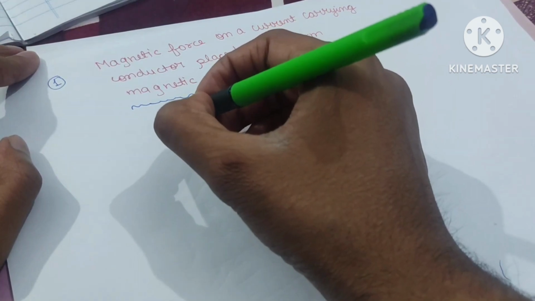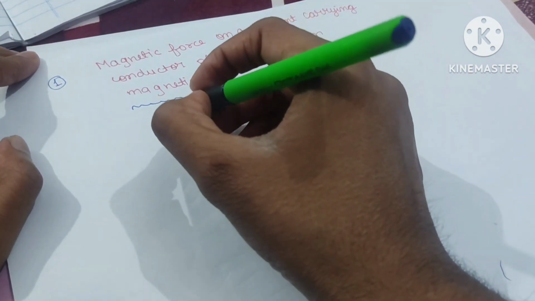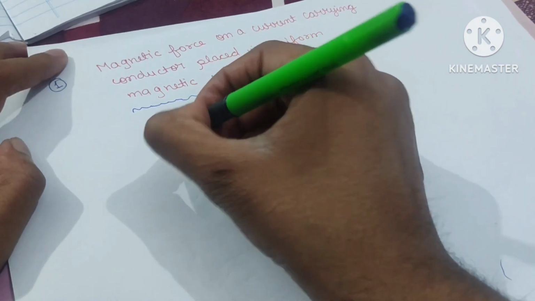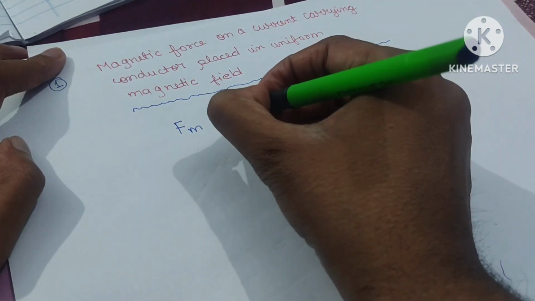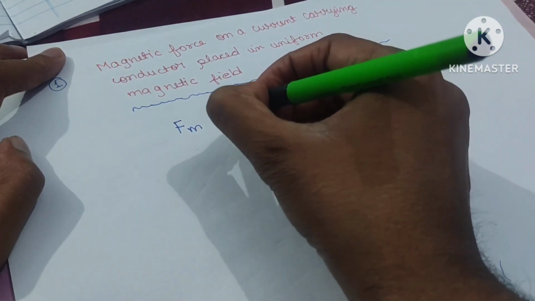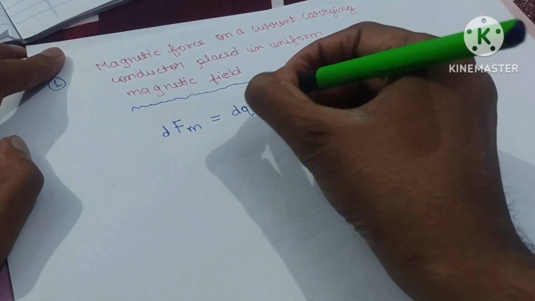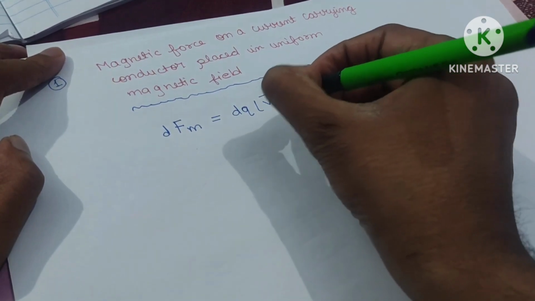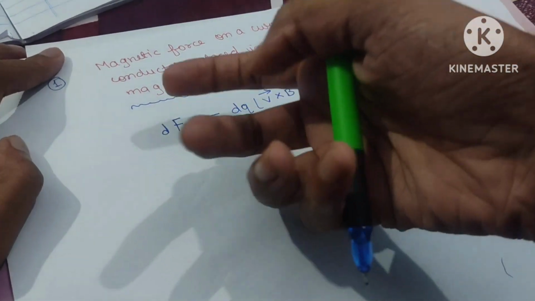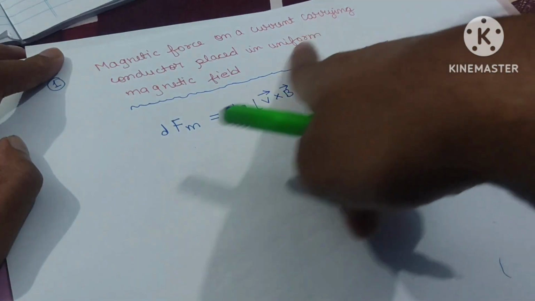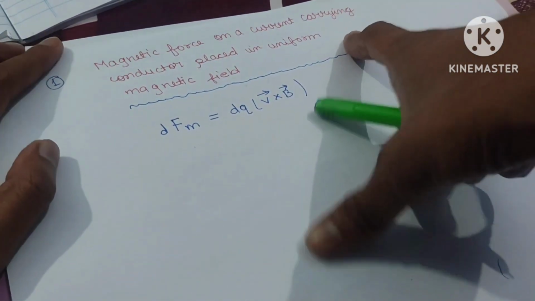So we know from the general formula that the magnetic force is dq. If it's dF, then it will be dq v cross B. But we are deriving it for a uniform magnetic field. So let's go.